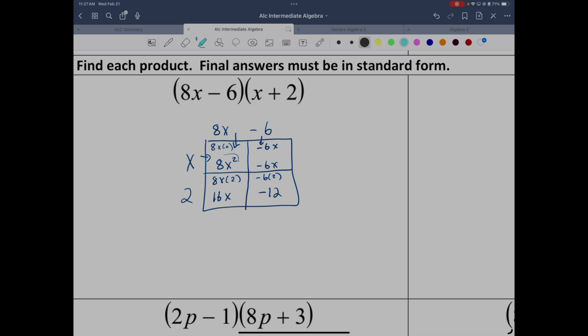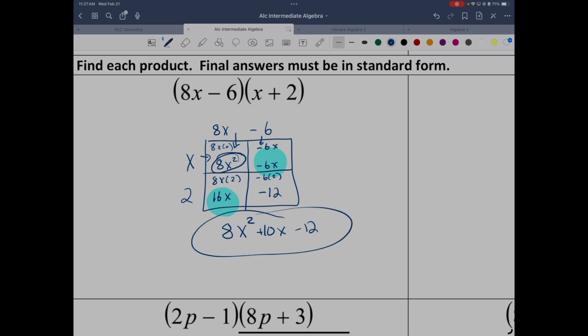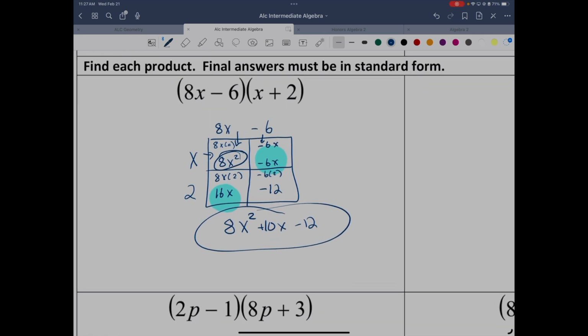Notice the diagonals. We've got 6x and 16x, so those are like terms. So when we write it down, 8x squared is our largest one. 16 minus 6 is 10. And then minus 12. That's your solution using the box method of multiplying two binomials together.